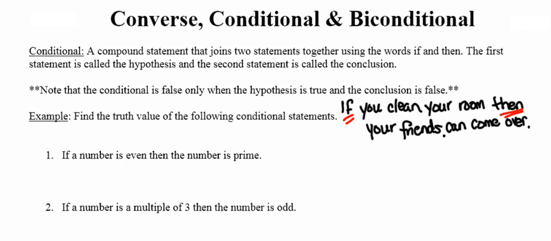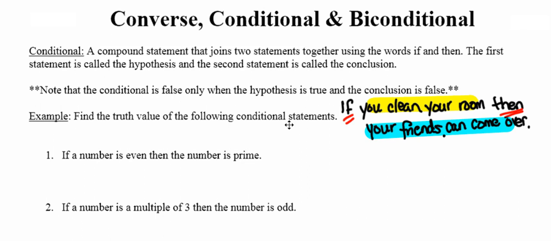I like to think about a conditional statement as a promise. I'm promising my kids that if they do the first part of that, if they clean their room, then as a result of cleaning their room, their friends are able to come over. Now notice, the conditional is going to be a false statement only when I'm a liar, only when I break my promise. If they clean their room, if they do this yellow part, but I fail to let their friends come over, then I've broken my promise, and that conditional is a false conditional.